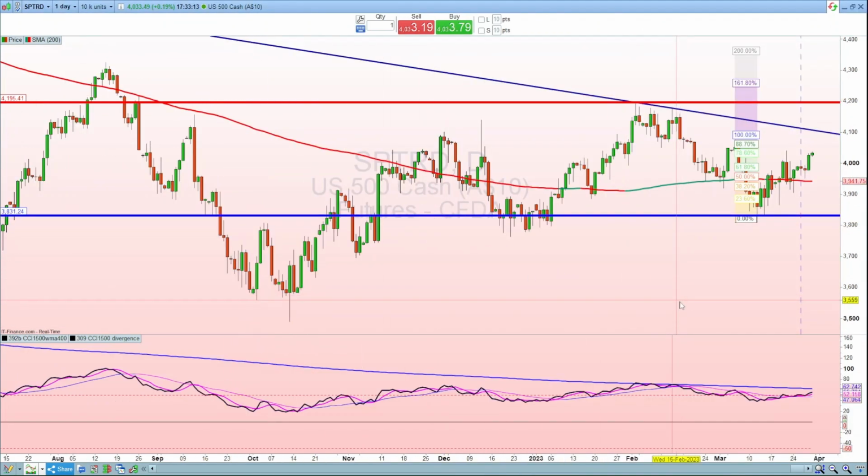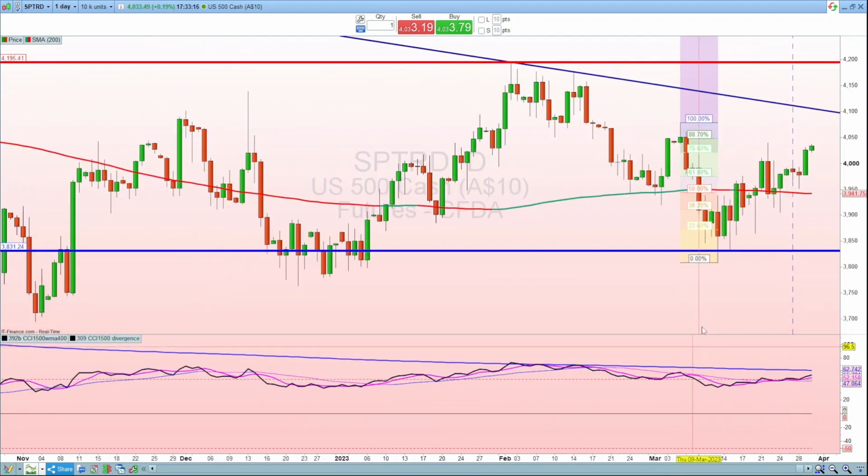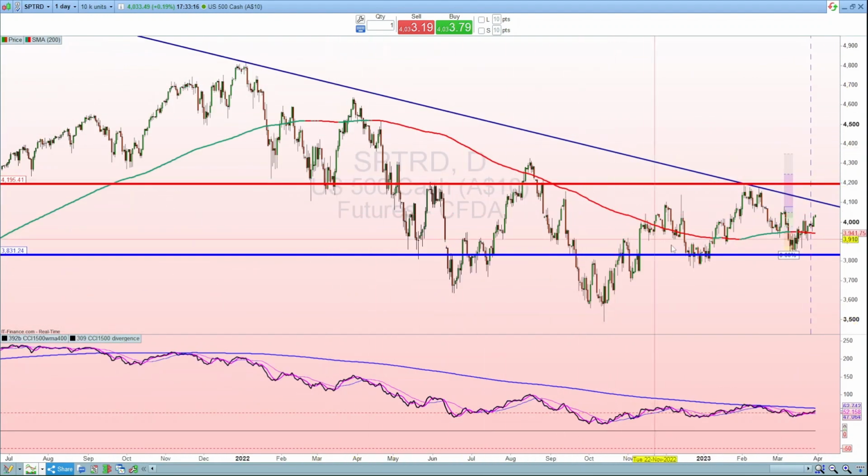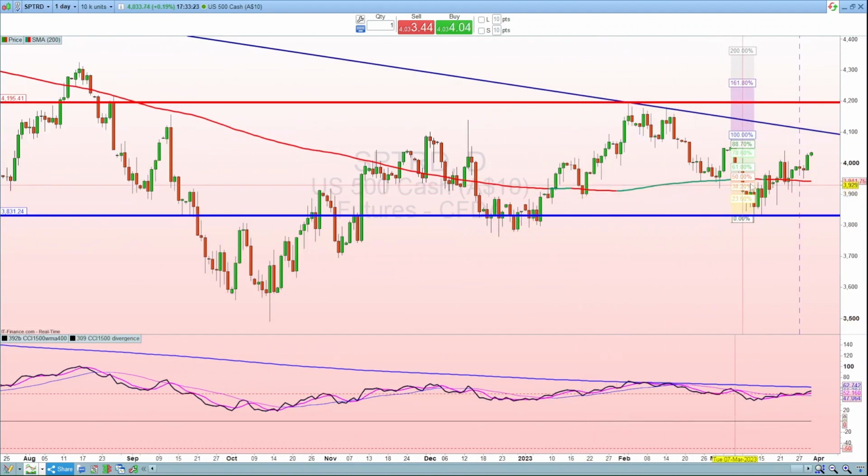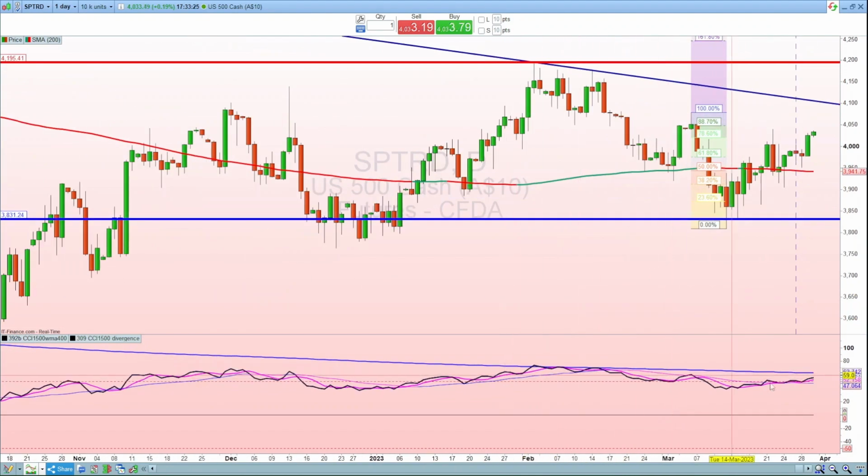So on the daily time frame, again, we're still in a pretty strong downtrend. You can just see there from the price chart, according to the CCI. So even though it's broken above the moving average 200 of the price chart, we're still following the CCI moving average as a primary indicator.